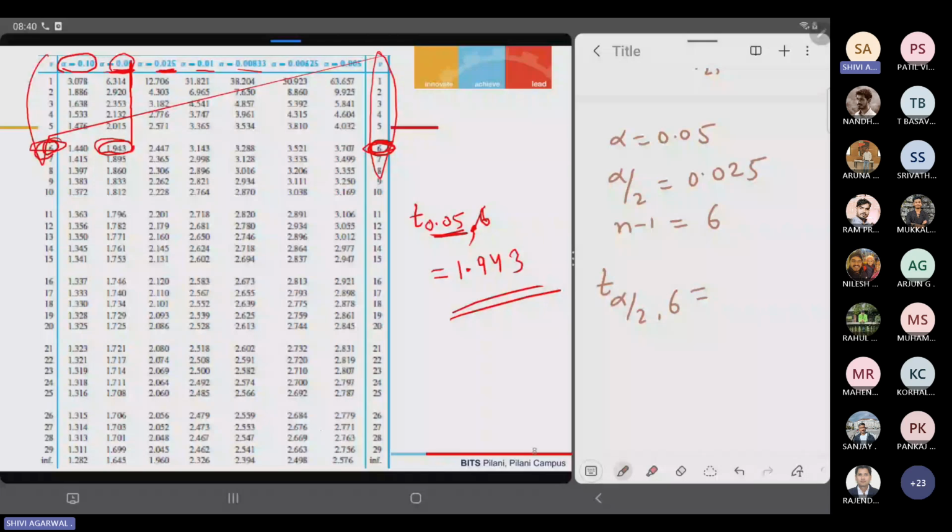In this column we are just checking. So its value is 2.447. Okay, all information is given, plug the values into the formula and you will get the answer. So x bar is given here. If we just go back, x bar is given here. So the t value which is required is this. So x bar minus s upon root n, t of 0.025, and this value you can substitute.